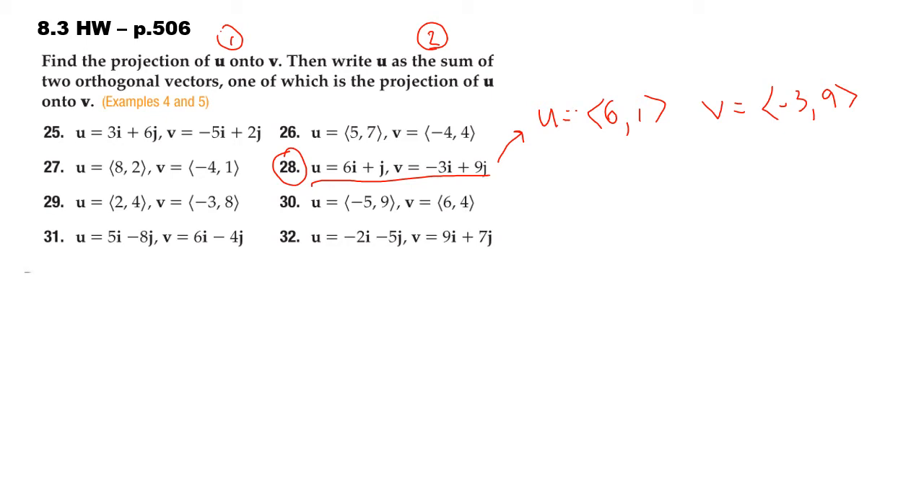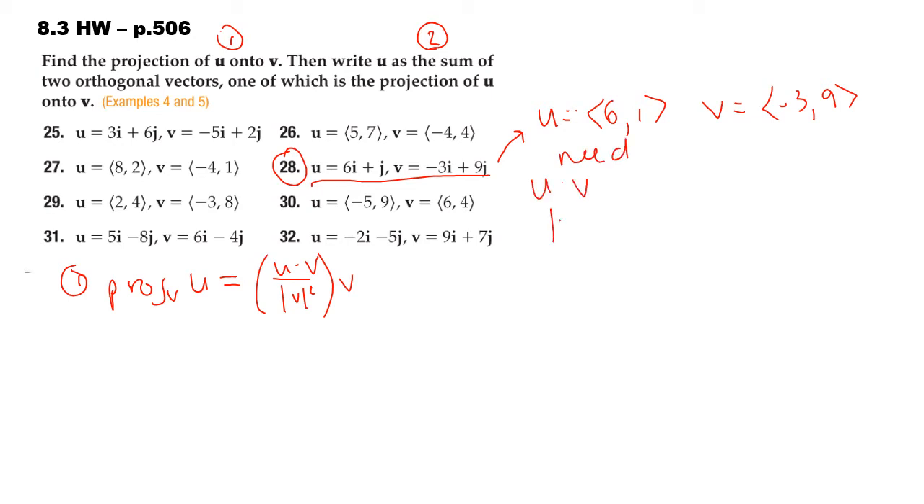So first we're going to find the projection. And I'm going to write that formula. So the first part is finding the projection of u onto v. And the formula is u dot v over the magnitude of v squared times the vector v, because the projection is a vector. It's a projection vector. So we need u dot v, and we are going to need the magnitude of v.